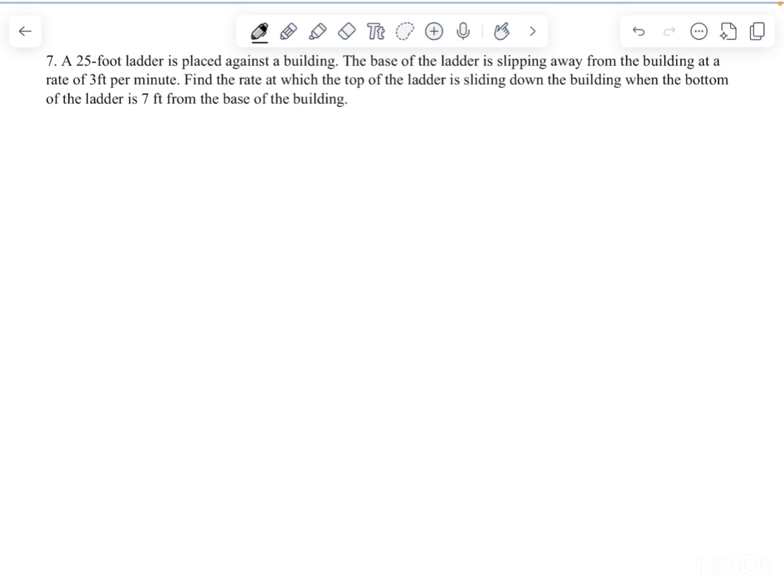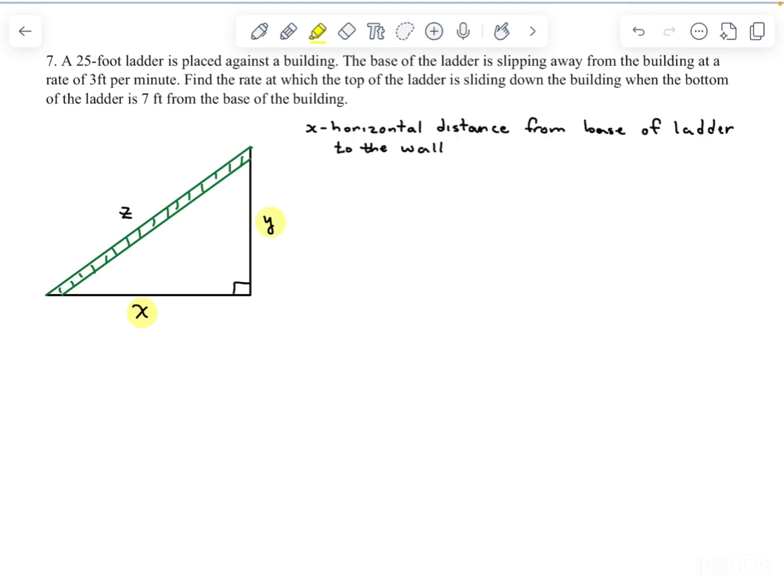To begin this problem, I'm going to draw a picture to help identify some of the quantities. In this picture, we have a green ladder that is leaning against a wall. X will be the horizontal distance from the base of the ladder to the wall. Y is the vertical distance from the top of the ladder to the floor. Z is the length of the ladder.